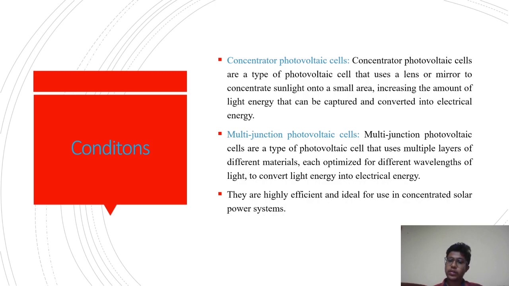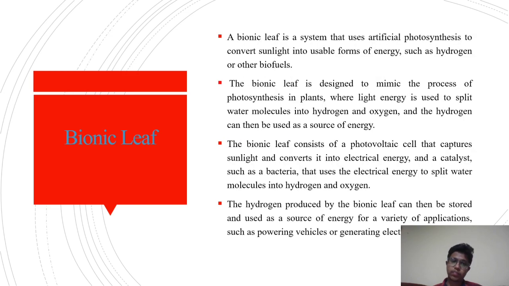Multi-junction photovoltaic cell. Multi-junction photovoltaic cells are a type of photovoltaic cell that uses multiple layers of different materials, each optimized for a different wavelength of light, to convert light energy into electrical energy. They are highly efficient and ideal for the use of continuous solar energy.